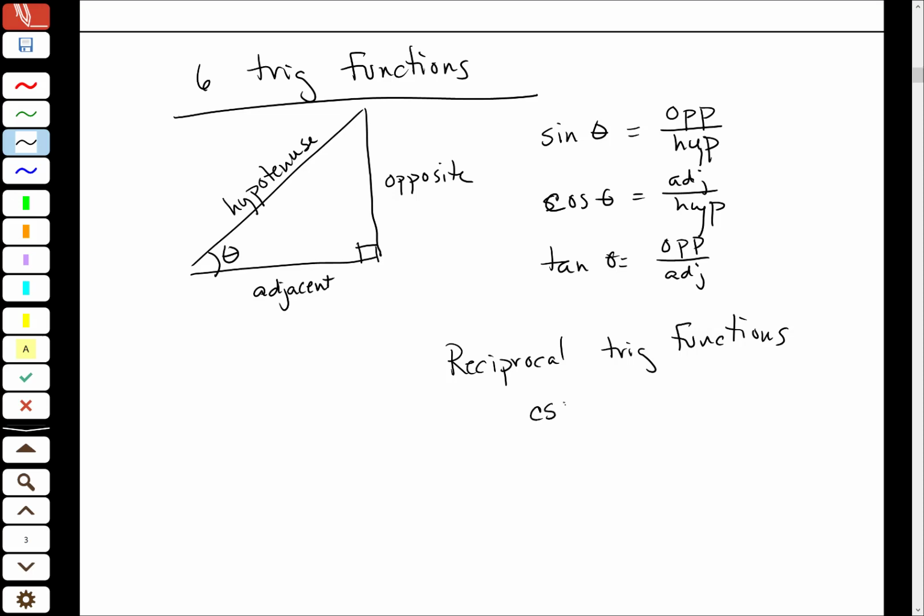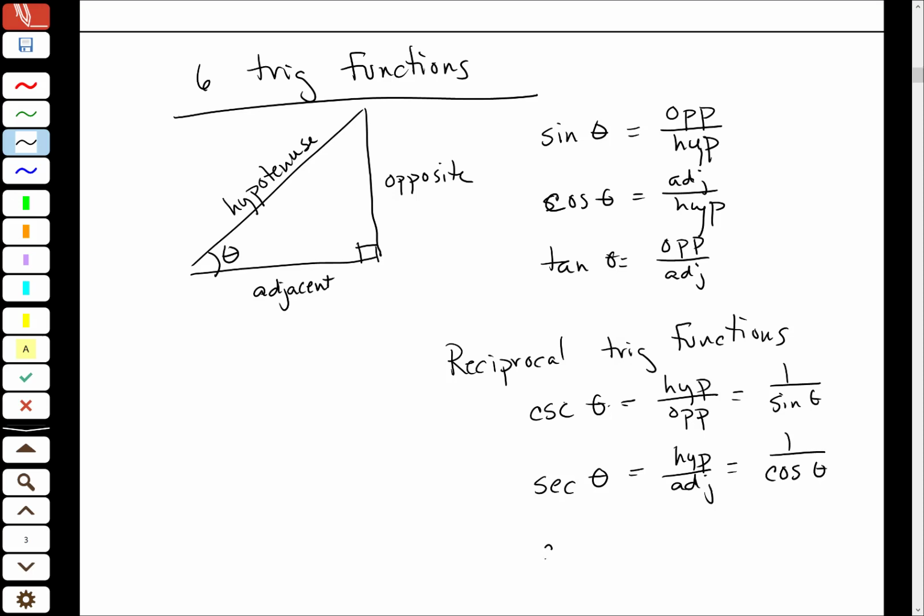Which are cosecant theta, which is just the hypotenuse over the opposite side. So this is 1 over sine. Secant theta, which is the hypotenuse over the adjacent side. This is 1 over cosine. And then cotangent is the adjacent over the opposite side, or 1 over tangent theta.